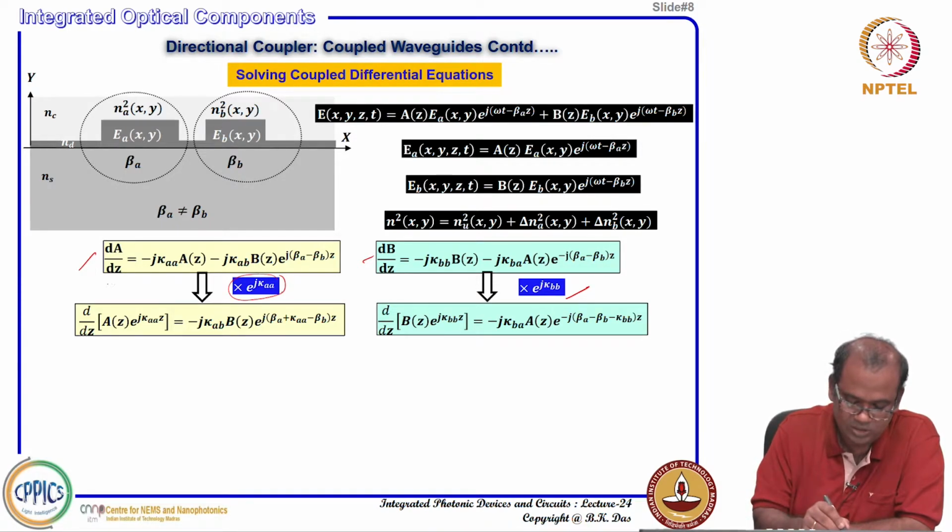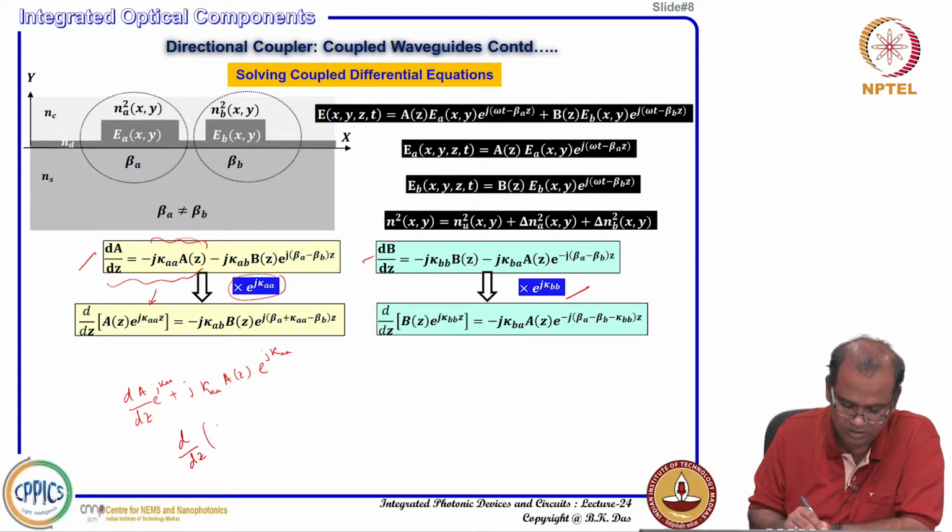Here, if you see, these two terms can be written like this. How? You see, if I take the first term to the left hand side, then it will be dA by dz plus j kappa AA AZ, and then you multiply by e to the power j kappa AA z. So, this you can get in a compact form, d dz of AZ e to the power j kappa AA z.